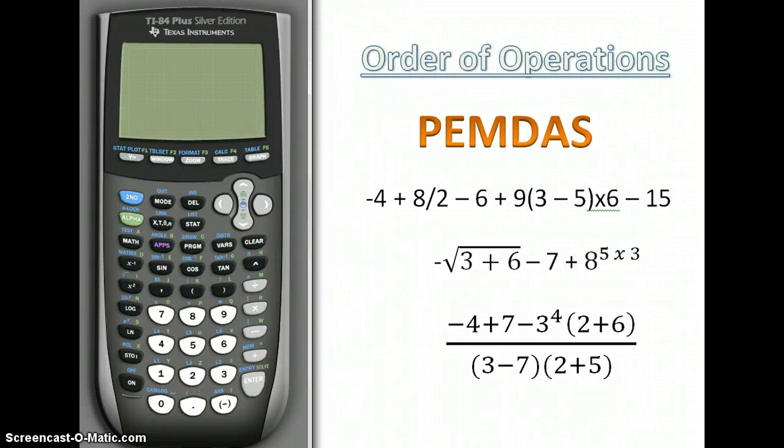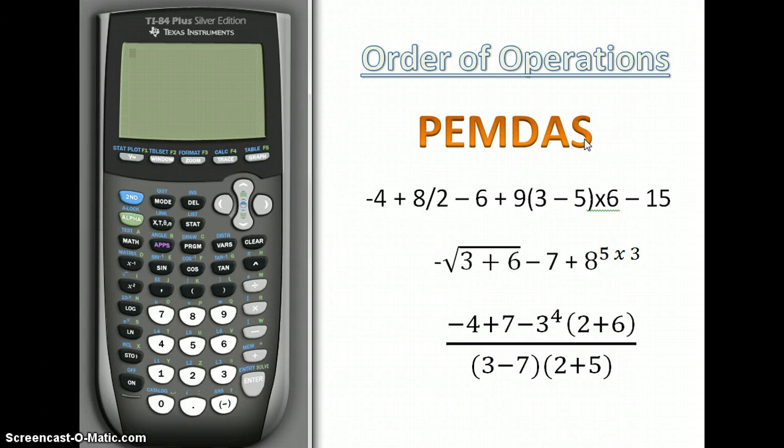This lesson is on learning how to do order of operations on your TI-84 or your graphing calculator. Now think back to Algebra 1 or pre-algebra, you learned about PEMDAS. And if you remember, PEMDAS stood for order of operations of any kind of expression. The P stood for parentheses, E stood for exponents, M stood for multiply, D stood for divide, and A stood for addition, and S of course stood for subtraction.